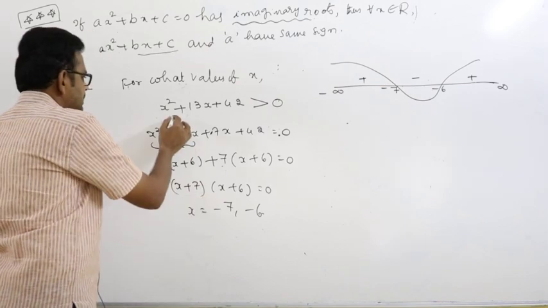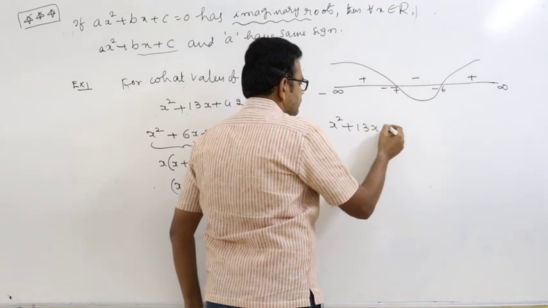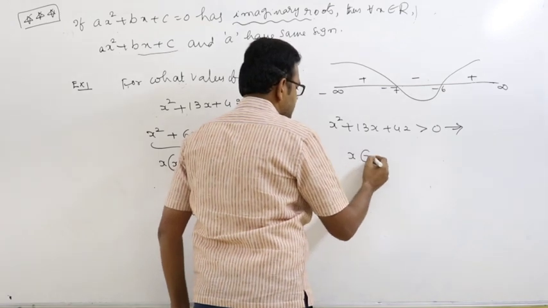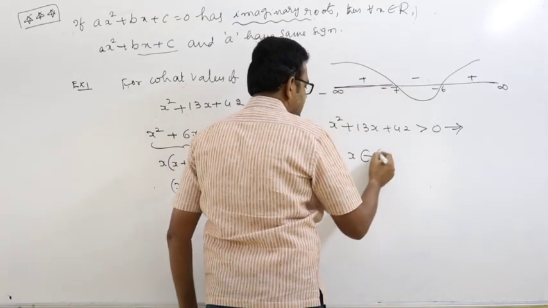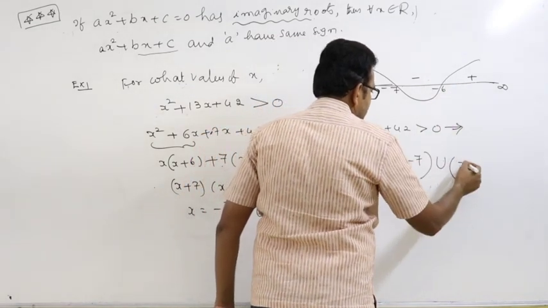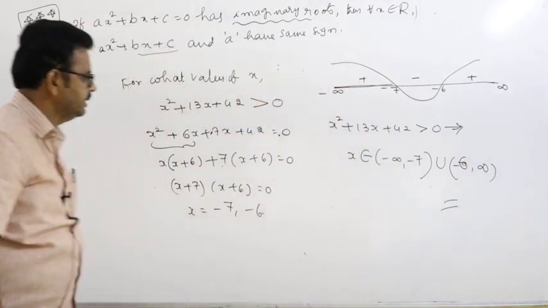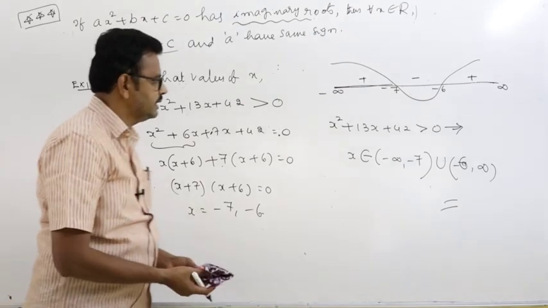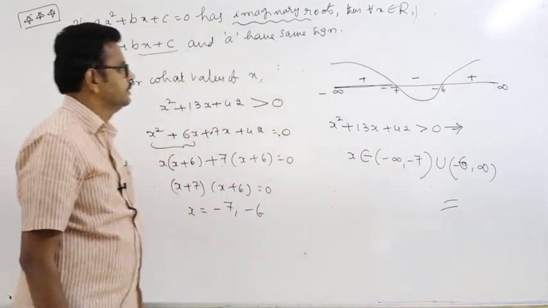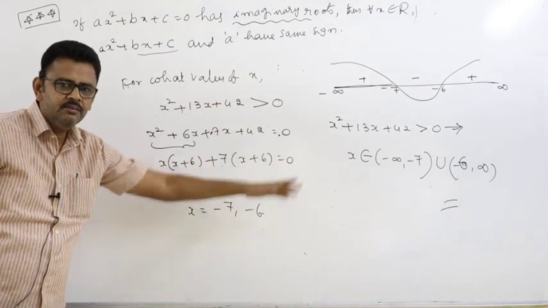So this one is greater than 0. So the expression x square plus 13x plus 42 is greater than 0 implies x belongs to, in this interval, minus infinity comma minus 7 union, in this interval, minus 6 comma infinity. It is positive. For what values is it negative? In the interval minus 7 comma minus 6, it is negative. But the given question is, for what values of x is it positive? That's enough.